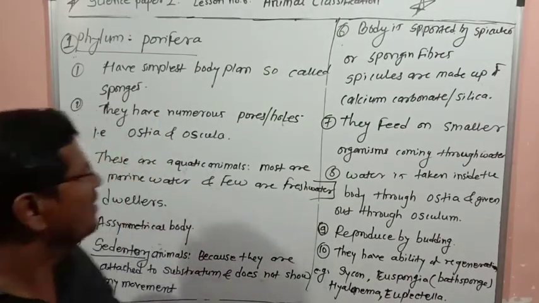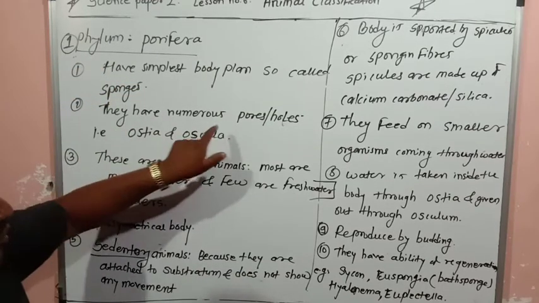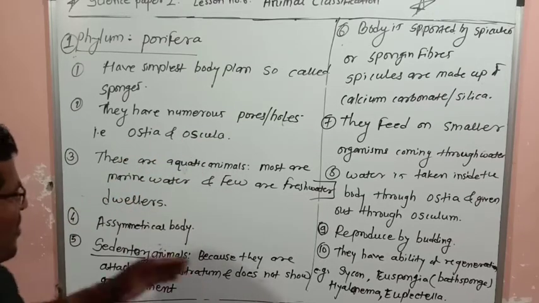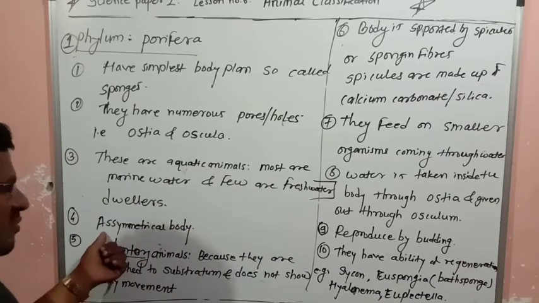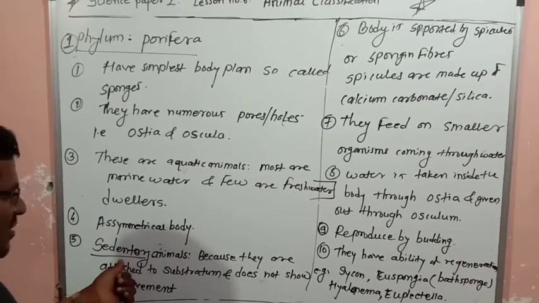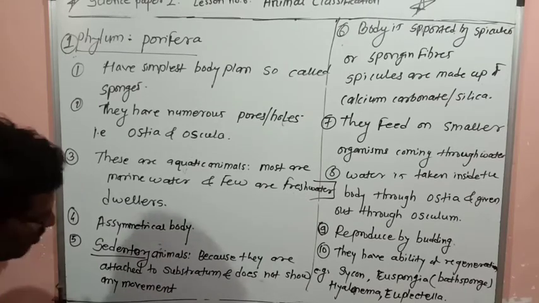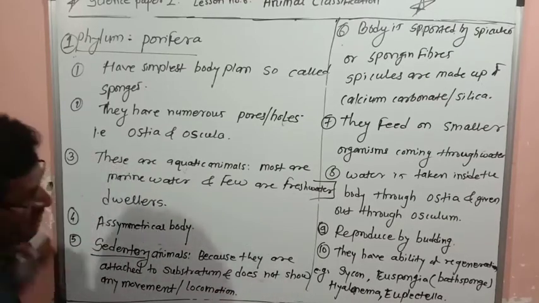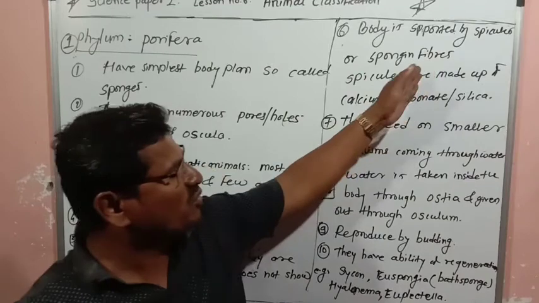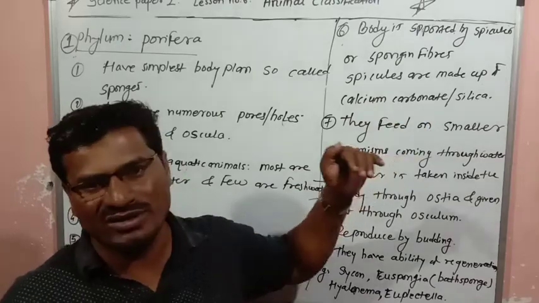One more time, see: they have the simplest body plan, called sponges. Second, they have numerous pores or holes, ostia and oscula. These are aquatic, most are marine, few are freshwater dwellers. Bodies asymmetrical, sedentary animals. Why are they called sedentary? Because they are attached to the substratum and do not show any movement or locomotion. Then the body is supported by spicules or spongin fibers, made up of calcium carbonate or silica.